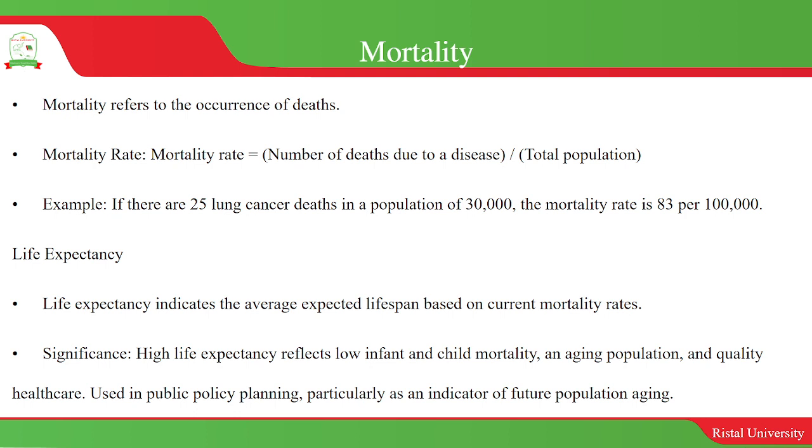When we talk about mortality, we refer to the number of deaths, and basically mortality rate is the number of deaths because of a given disease over the total number of people. So mortality rate can be calculated by that formula. And then the other indicator, which is life expectancy, indicates the average expected lifespan based on current mortality rates. Okay, given the mortality rates of South Sudan, if a child is born today, how long will they live? That is basically life expectancy.